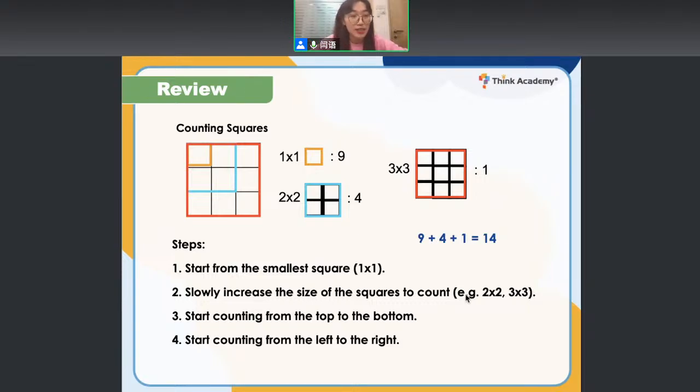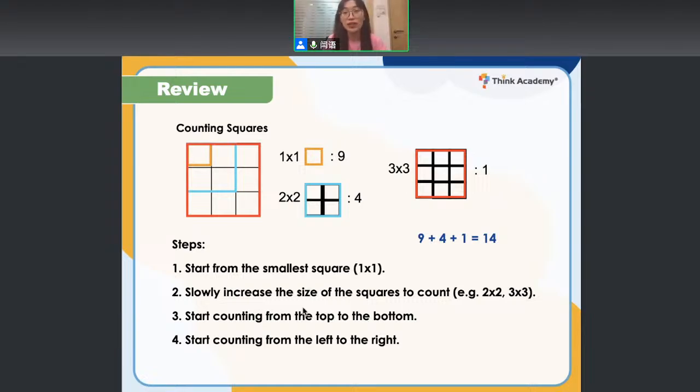On this page, you can take a screenshot, or if you have time, quickly write down a note. Okay. When it comes to counting squares, usually we start from 1 by 1, and then move on to 2 by 2, and then move on to 3 by 3, and then move on to 4 by 4. So here, do remember, usually we count from the top to the bottom, and from the left to right, and from the smallest to the biggest. Clear?